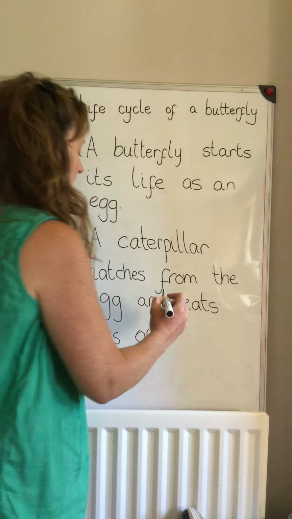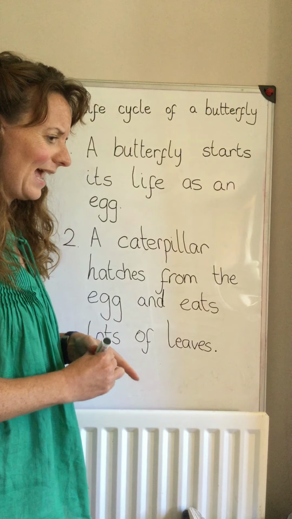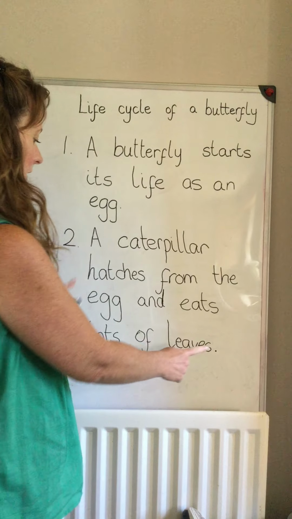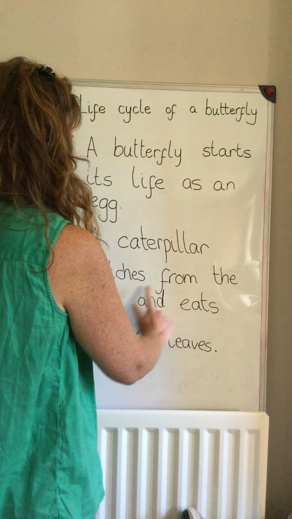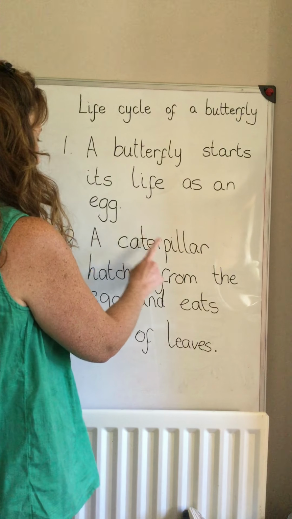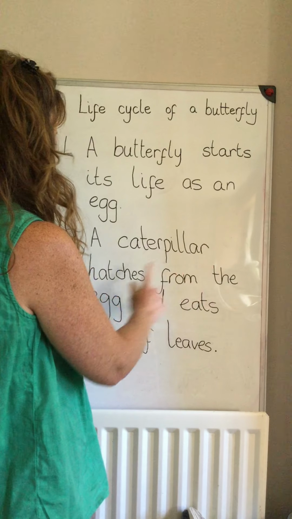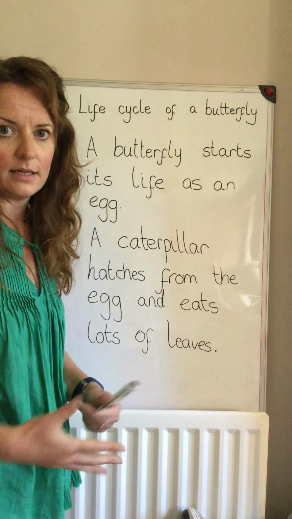Right, I'm going to read it through to check I've got everything just like my sentence checklist. So I've got a capital letter. Oh no, I've forgotten something at the end. I've forgotten my full stop. I should have remembered that because that was one of my actions as well. A capital letter, a full stop. I've got finger spaces. I'm just going to check I can read it. A caterpillar hatches from the egg and eats lots of leaves, and it makes sense.